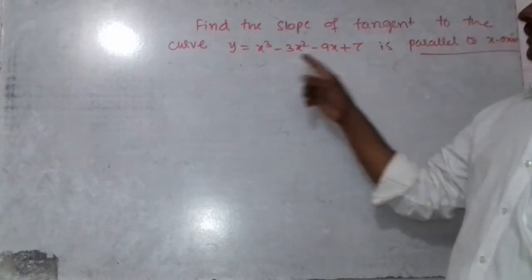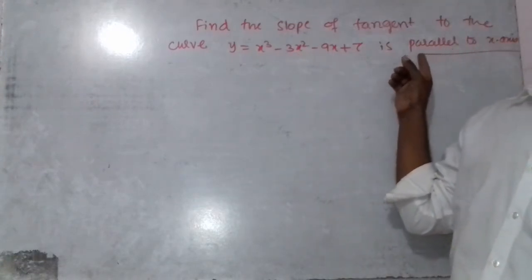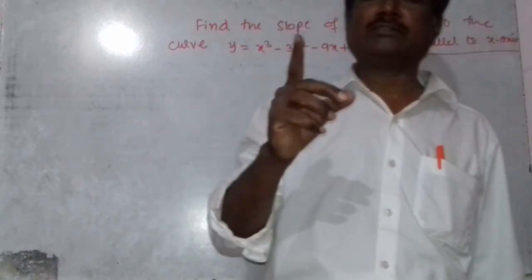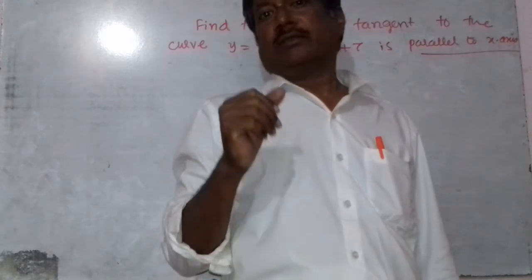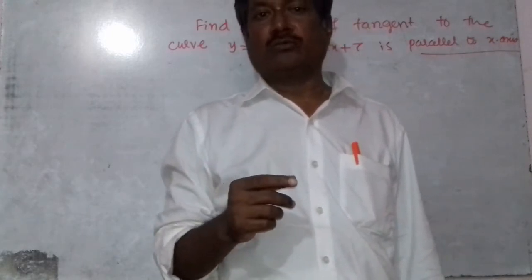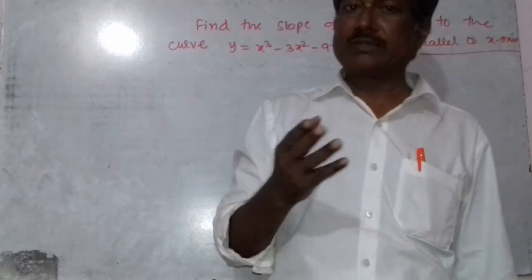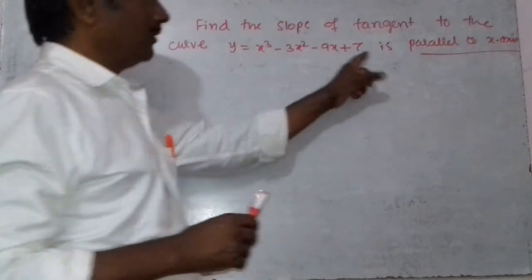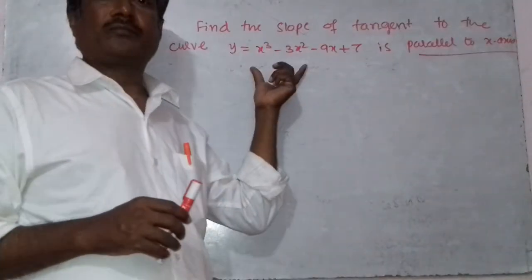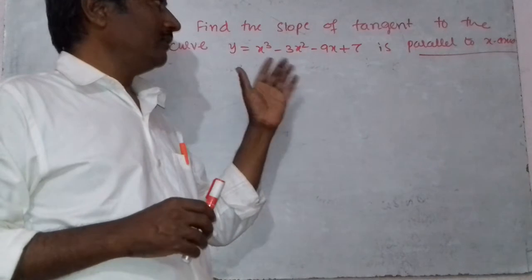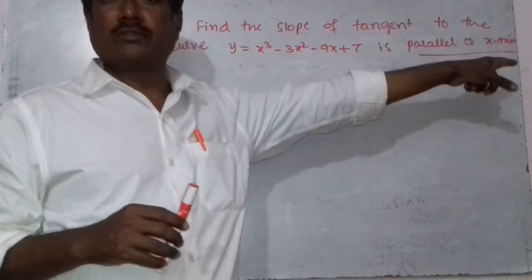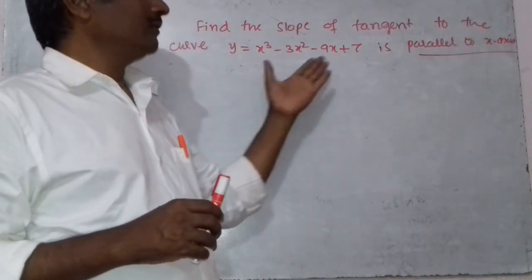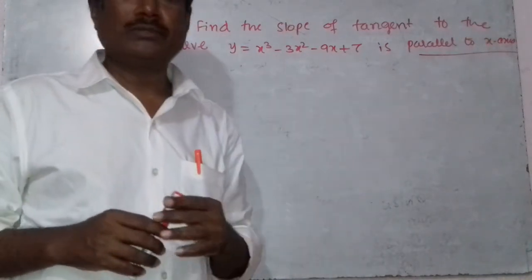So here the tangent is parallel to the x-axis, and the slope of the x-axis is 0. So dy by dx is equal to 0. You have studied in the first year that the slope of x-axis is 0. So first differentiate this, then make it equal to 0, because dy by dx is 0, that is, the tangent is parallel to x-axis. That itself will give the slope of the x-axis.